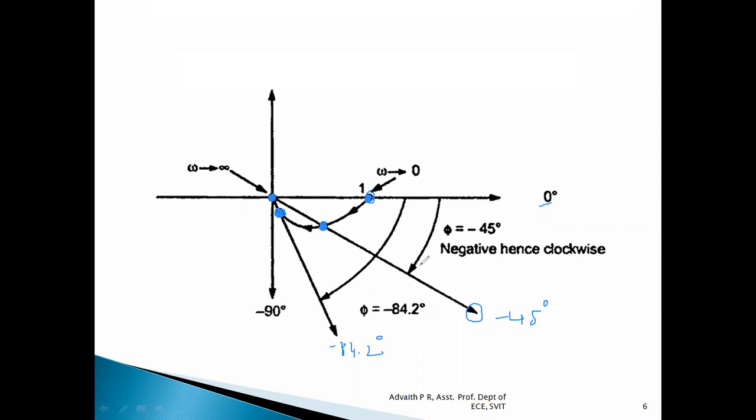Now, after plotting all these points, we plot the polar plot from the initial value of omega is equal to 0 until the end value omega is equal to infinity. Touch all the points which we have plotted and move to the origin, from omega is equal to 0 to omega is equal to infinity. It will be plotted to 0. So this is how we plot a polar plot.